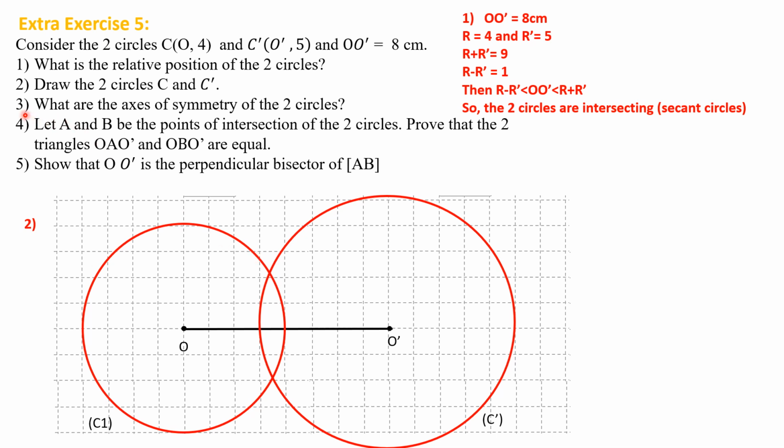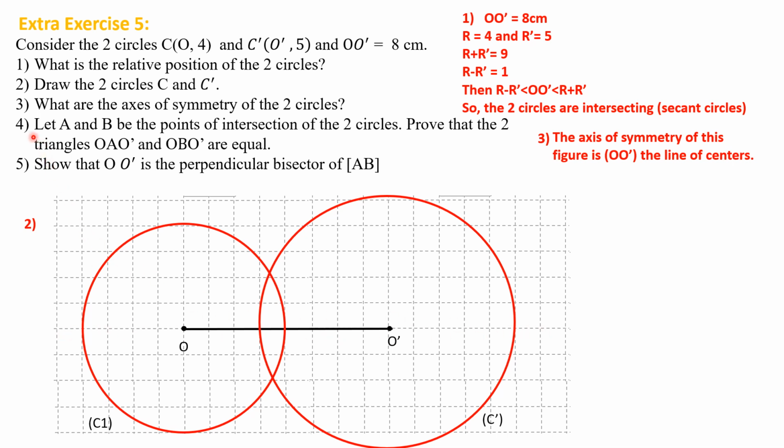Question 3. What are the axes of symmetry of the two circles? As we said before, the axis of symmetry is an imaginary line. It's always the line of centers. So the axis of symmetry of this figure is the line of centers, which is OO prime.